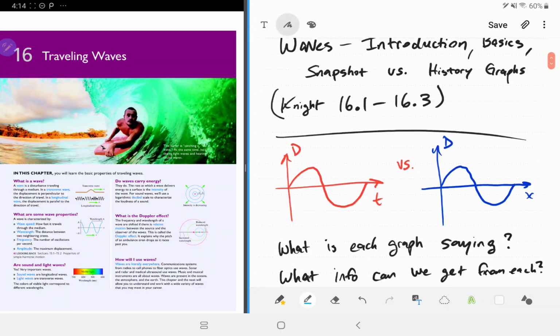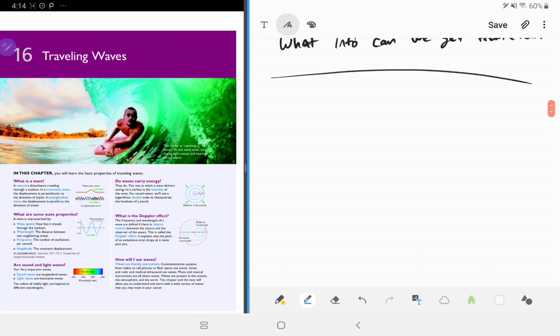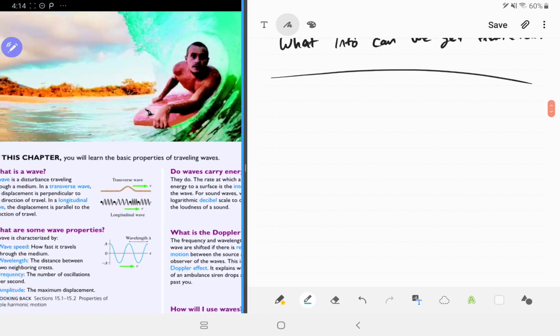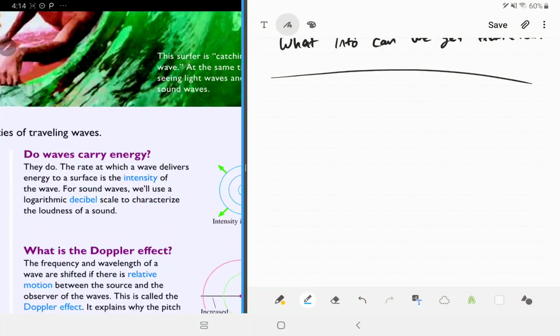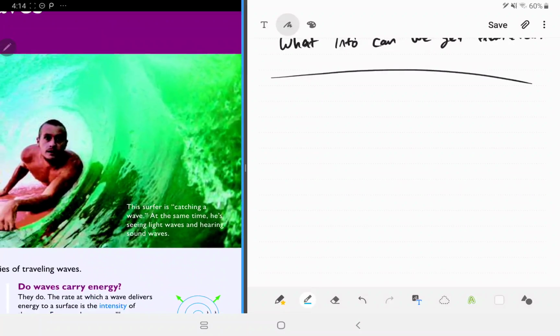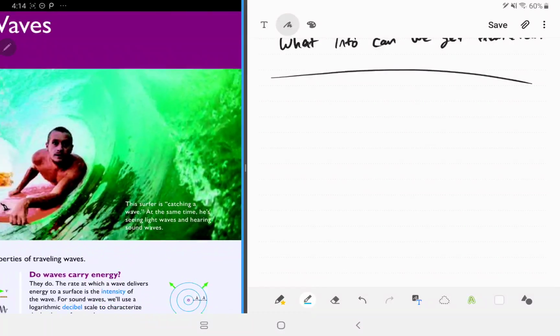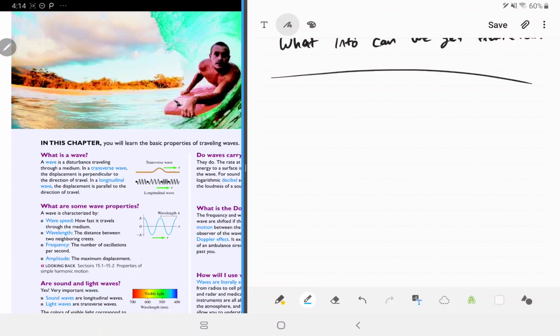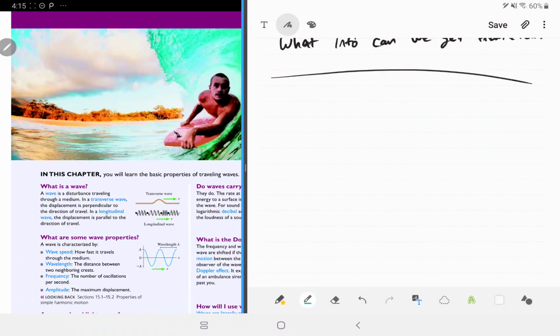Okay, so first of all, what is a wave? I don't like this page in the book for two reasons. One is they call this a surfer when it's obviously a boogie boarder. But the more important one is what is a wave? They say a wave is a disturbance traveling through a medium. But everyone counts E&M waves as well, and E&M waves don't require a medium, so that's already not entirely true.